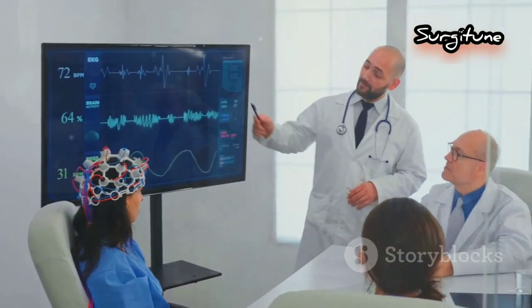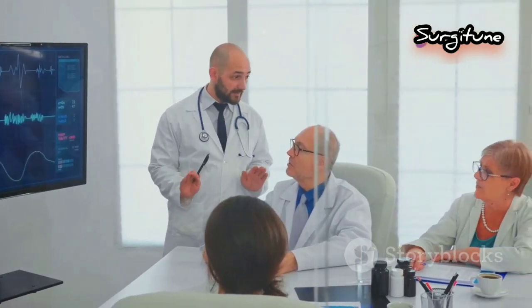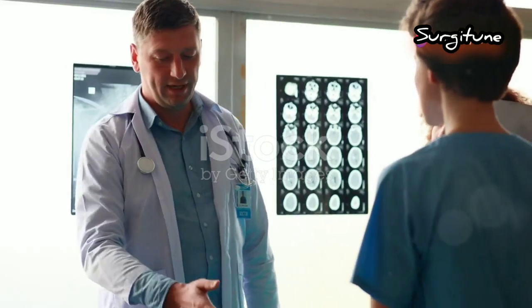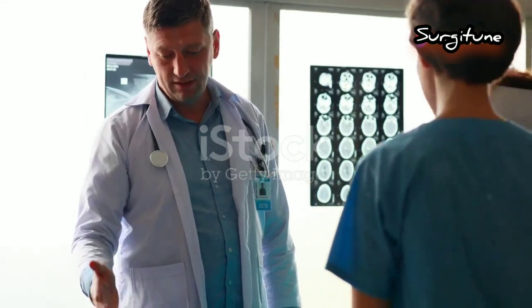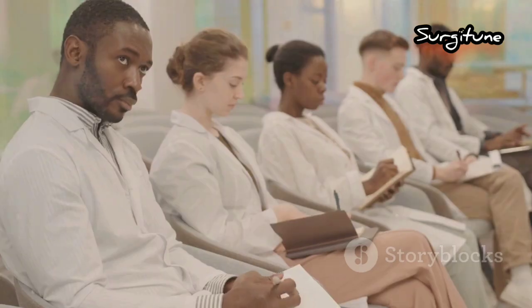There are 4 main types of shock: hypovolemic, cardiogenic, distributive, and obstructive. Each type has distinct characteristics and causes. Hypovolemic shock results from significant blood or fluid loss.